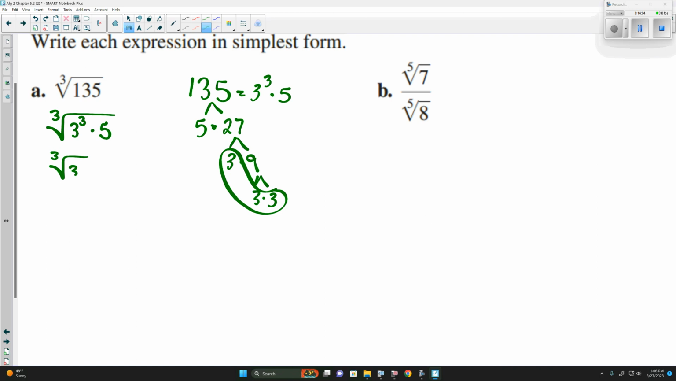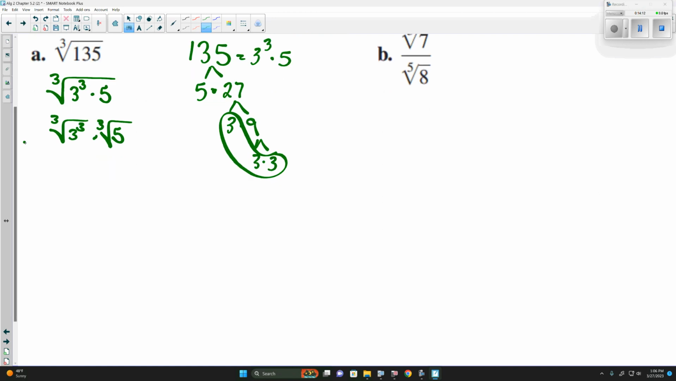Now if we want, we can split this into 2 statements. The cubed root of 3 to the third times the cubed root of 5. Well, what is the cubed root of 3 to the third? 3. And we can't take the cubed root of 5, so we have 3 times the cubed root of 5. And that's it. Any questions on how we did that there?